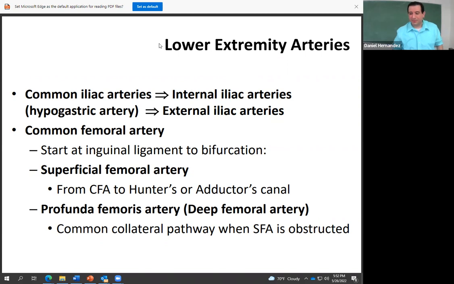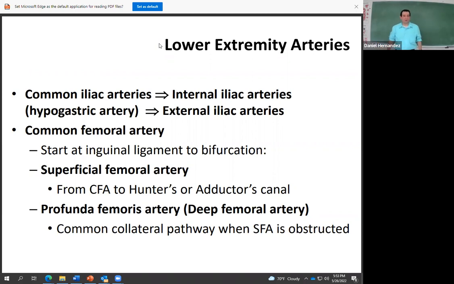Lower extremity arteries now. When we're talking about the lower extremities, the first branch off the abdominal aorta, we said, was the common iliac arteries. The common iliac arteries will bifurcate or branch into the internal iliacs and the external iliacs. The internal iliacs will supply the organs of the pelvis, whereas the external iliacs will continue on down to supply blood flow to the lower extremities, to the legs.